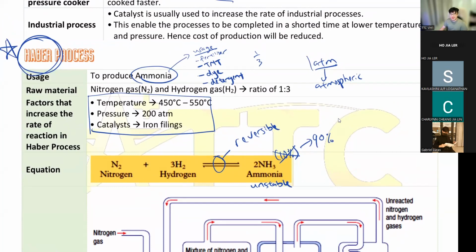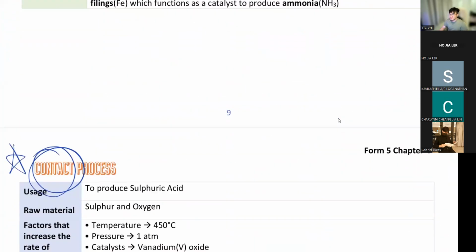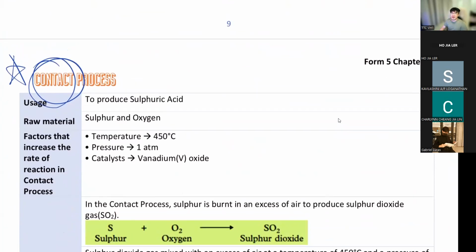You guys okay? You guys following? Right, so the last one, we have contact process. What is contact process? This is to make sulfuric acid. So what is the use of sulfuric acid?